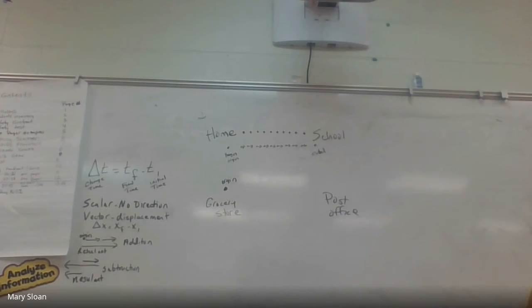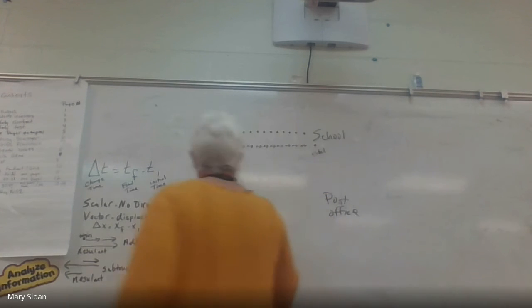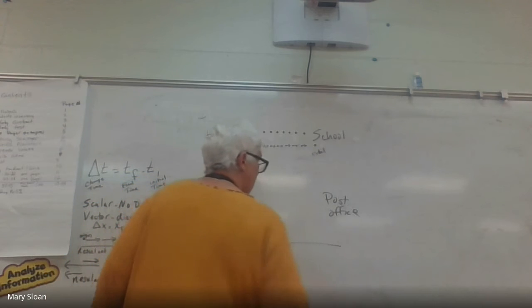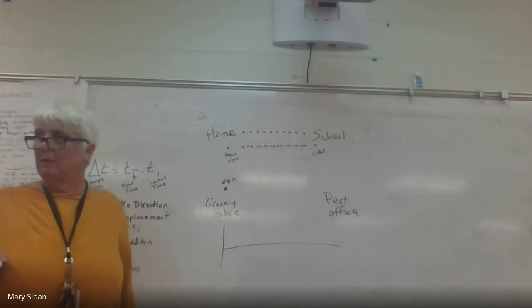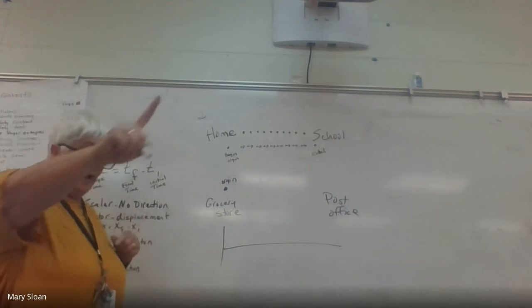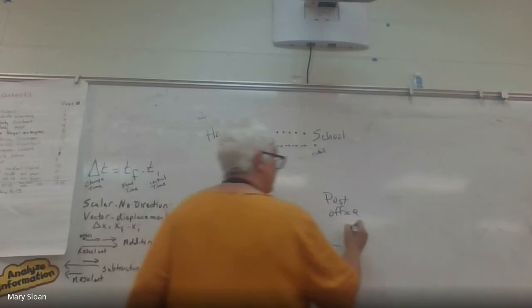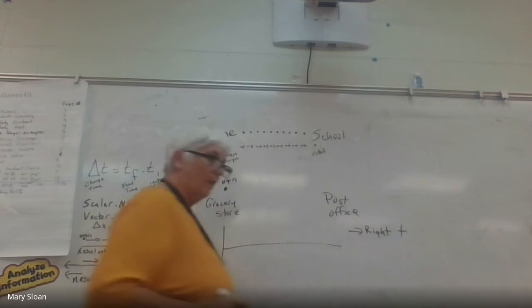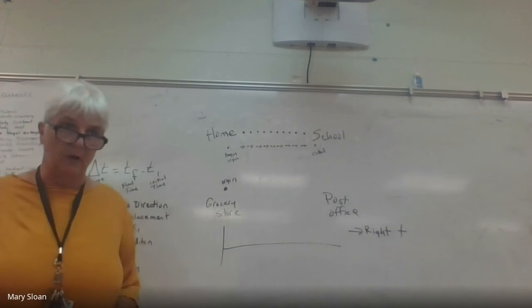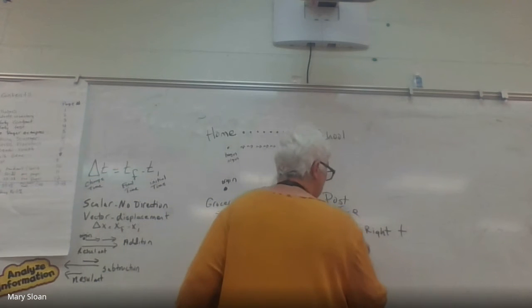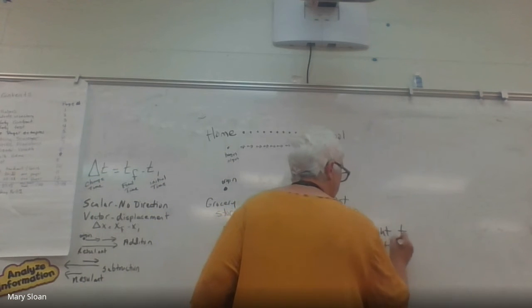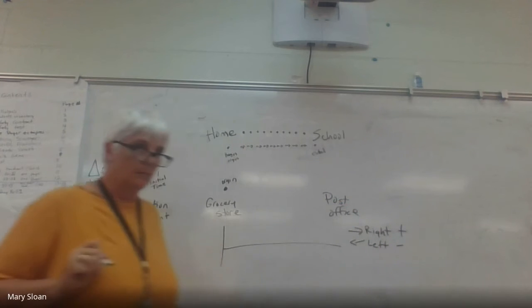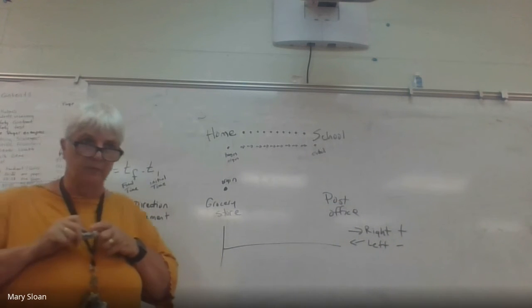And the direction the car is moving is the positive direction. Now, to be able to show a positive direction, we are going to go right, right? So if we go right, that is going to be a positive direction. Does everybody agree so far? If we are going to go left, that is going to be a negative direction. Everybody good so far?